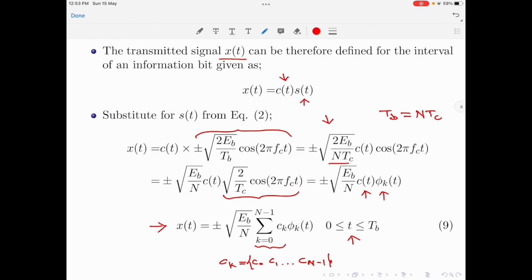By analyzing the RHS of equation 9 carefully, we will find that if I expand the summation term, I will have totally N components on the RHS of equation 9. Therefore, I can now say the transmitted DS-BPSK signal x of t is N-dimensional in nature, and therefore it would require at least capital N orthonormal basis functions for representing the same. Right. That is about the signal space analysis of the DS-BPSK signal x of t.